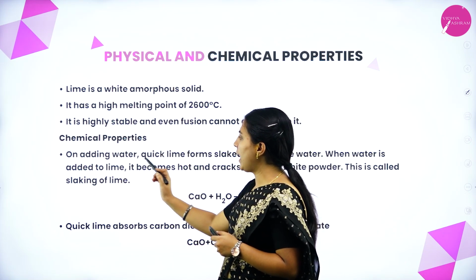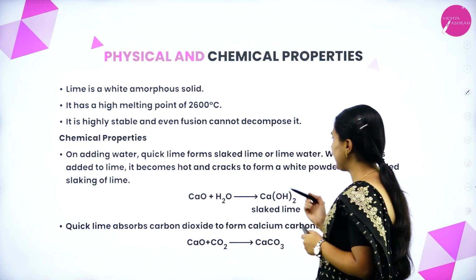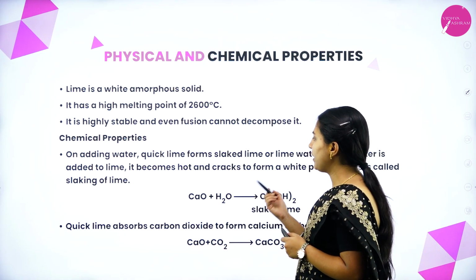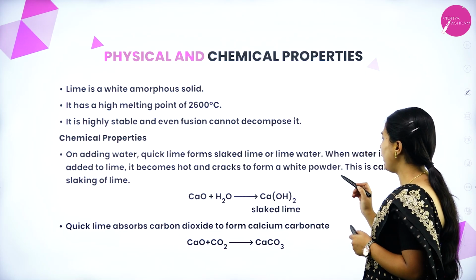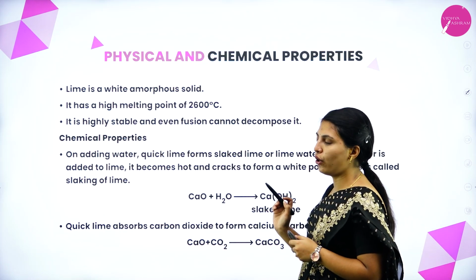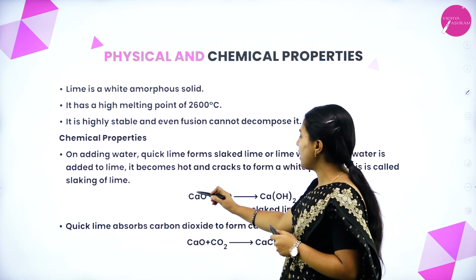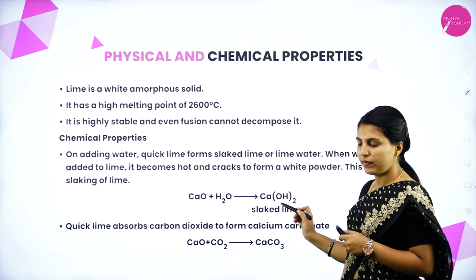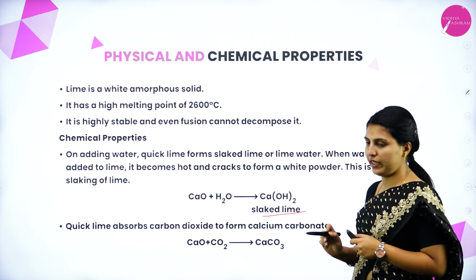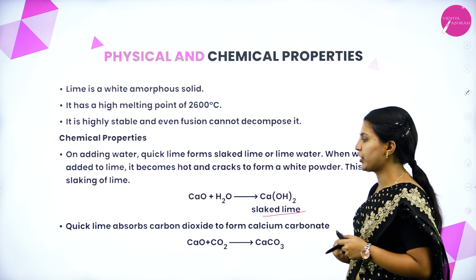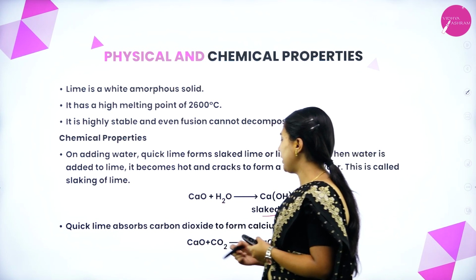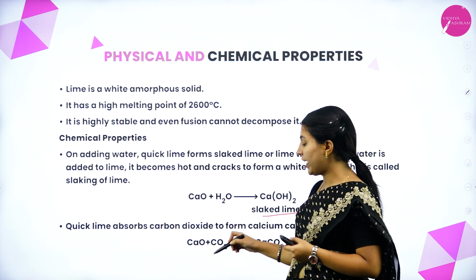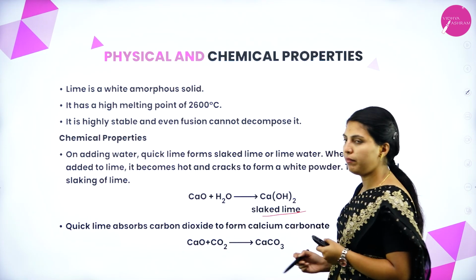Chemical properties: on adding water, quicklime forms slaked lime or lime water. When water is added to lime, it becomes hot and cracks to form a white powder. This is called slaking of lime. See here, when calcium oxide is treated with water, it will form calcium hydroxide. That will be called slaked lime. How it will be formed? By this reaction. Quicklime absorbs carbon dioxide to form calcium carbonate. When calcium oxide reacts with carbon dioxide, it will form calcium carbonate.